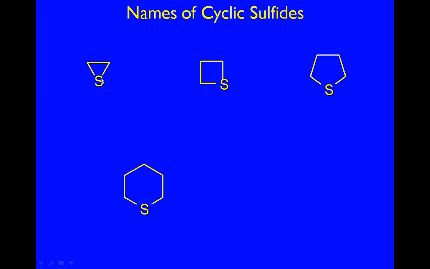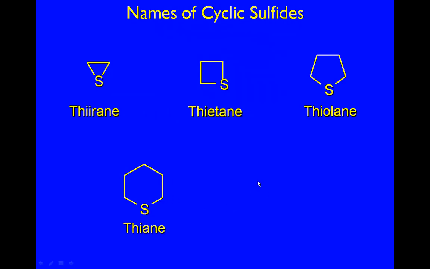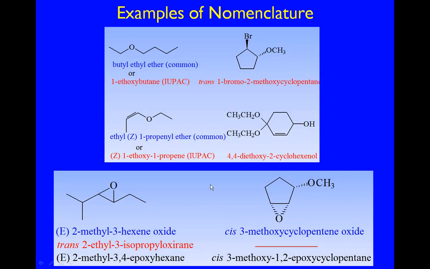And there are cyclic sulfides as well. These are called thiirane, thietane, thiolane, thiane. And if you have 2 of these sulfurs, it's called 1,4-dithiane if the sulfur is here. If there is another sulfur at the 3 position, you would call that 1,3-dithiane. You come across these in organic synthesis. So some of the examples are listed here.